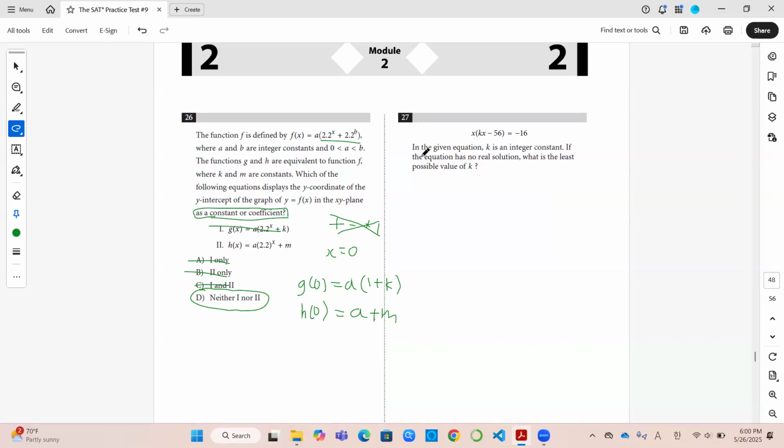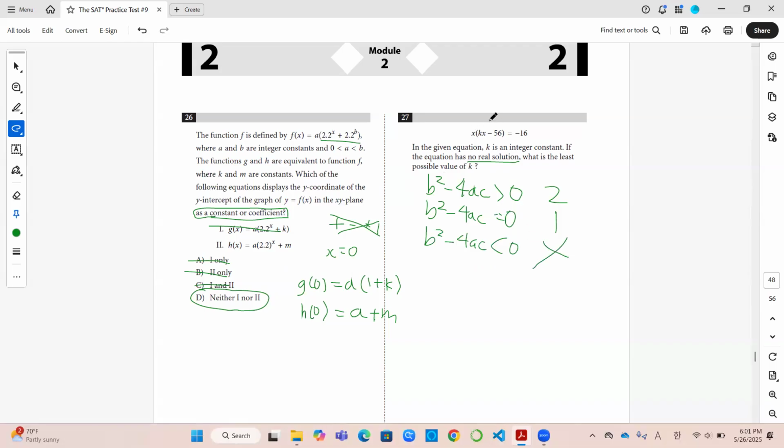Okay, last question. In the given equation, k is an integer constant. If the equation has no real solution, what is the least possible value of k? So please know this. If b squared minus 4ac is greater than 0, we have two real solutions. If b squared minus 4ac is equal to 0, we have one real solution. And if b squared minus 4ac is less than 0, we have no real solutions.